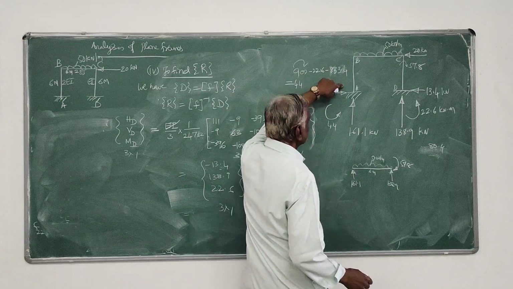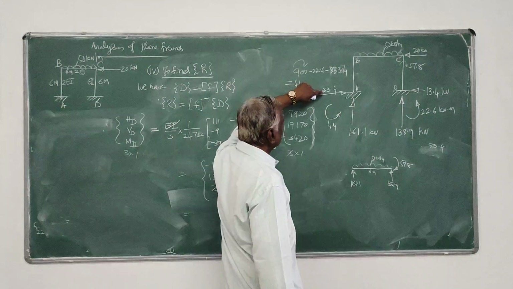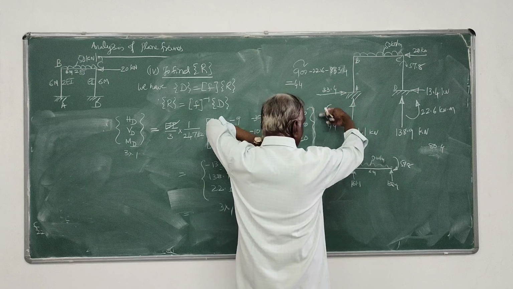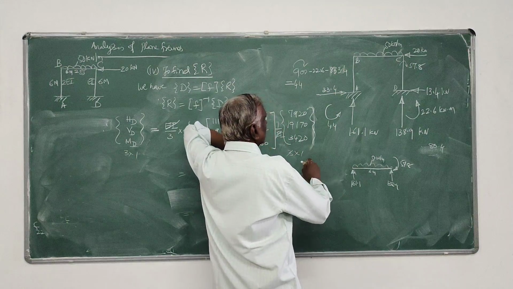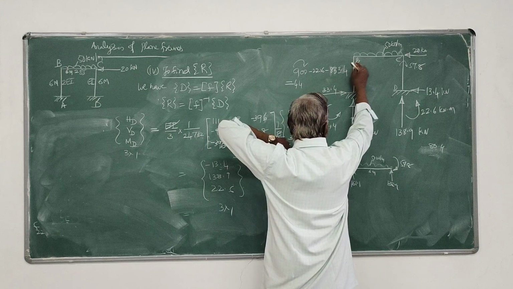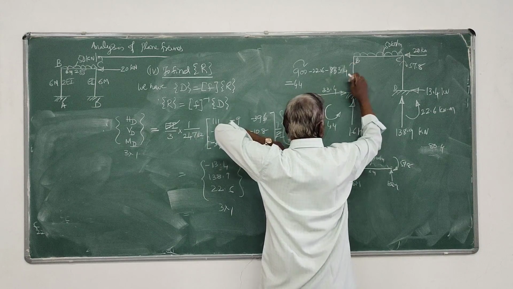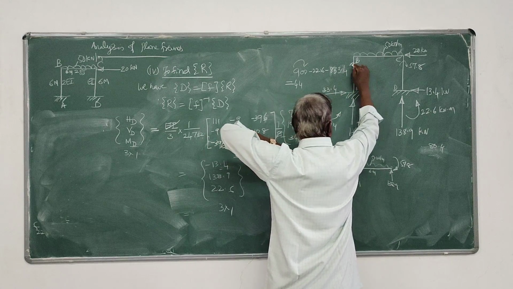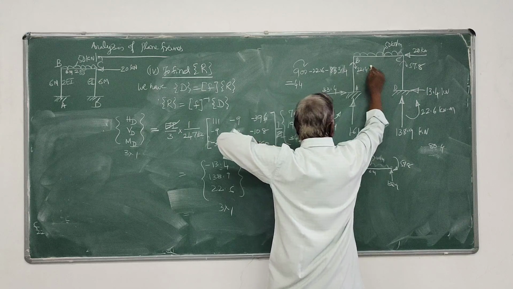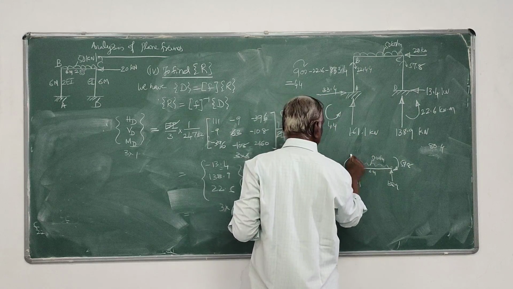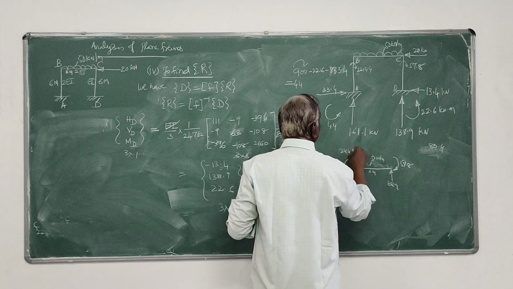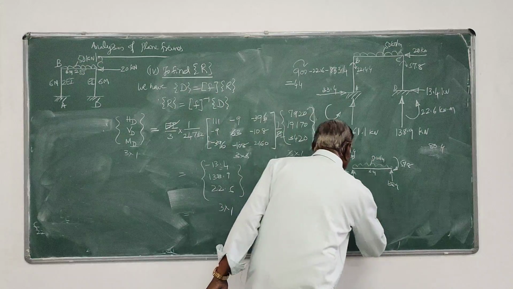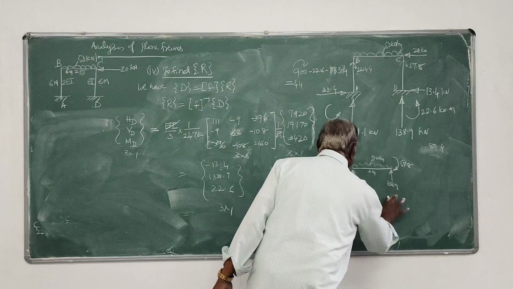57.8. On the same lines here, 33.4 into 6 plus 44, that comes to 244.4. So that is in the anti-clockwise direction. So here this is 244.4, because this and that have to be one and the same. So once you know this moment, you can plot this bending moment diagram.